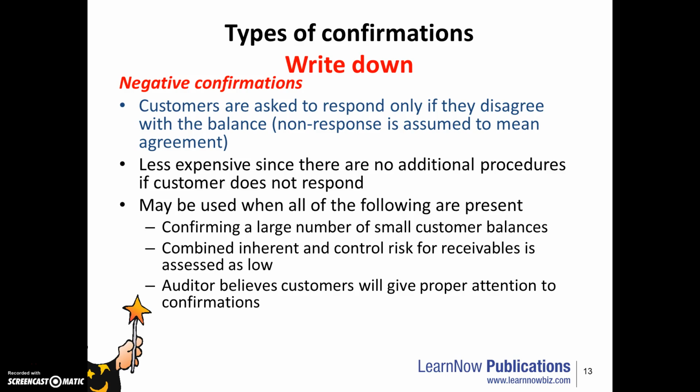Alternatively, negative confirmations are where customers are asked to respond only if they disagree with the balance. This method is less expensive and it may be used when all of the following are present. You're confirming a large number of small customer balances, or the inherent and control risk is assessed as low, or the auditor believes customers will give proper attention to the confirmations.